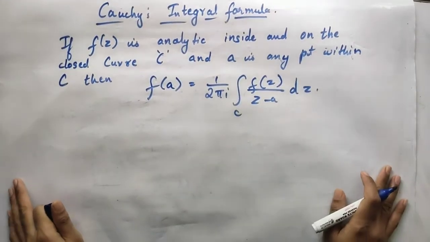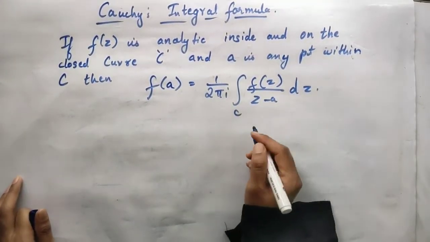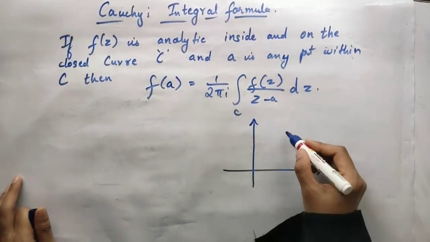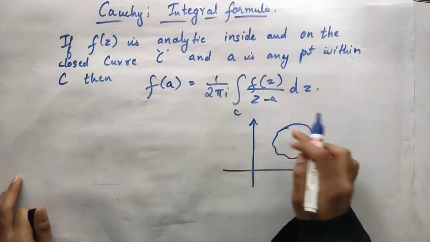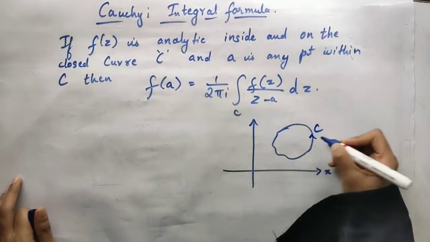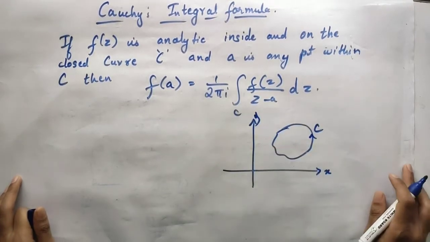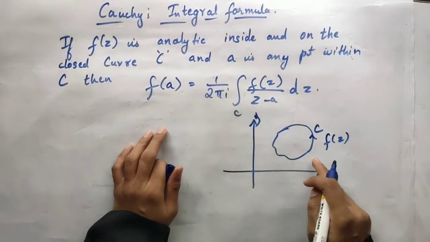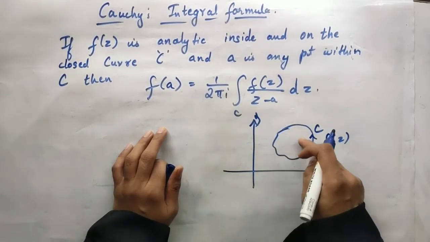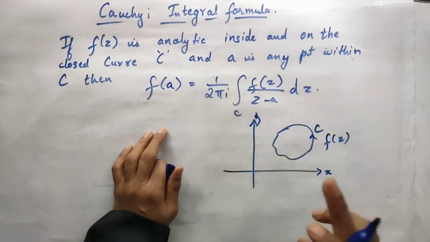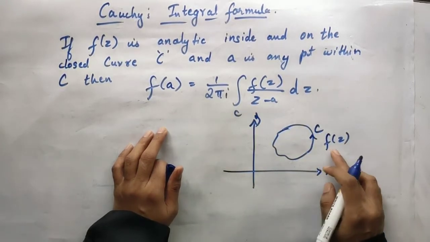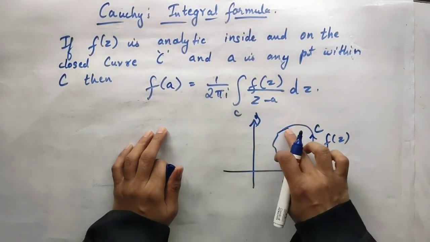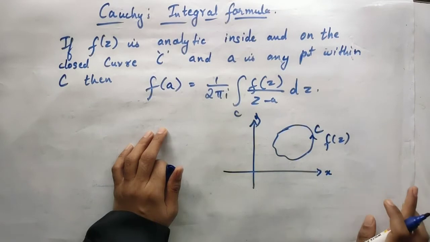Okay, so what do you mean by this statement? I'll just draw a figure and show you what it is. See here, we have a curve. Say this is the curve C on the xy plane, and our f of z is defined and it is analytic inside the curve C and on the boundary of the curve C. Okay, what is our f of z? f of z is already defined and it is analytic on the boundary and also at each and every point inside the closed curve C.